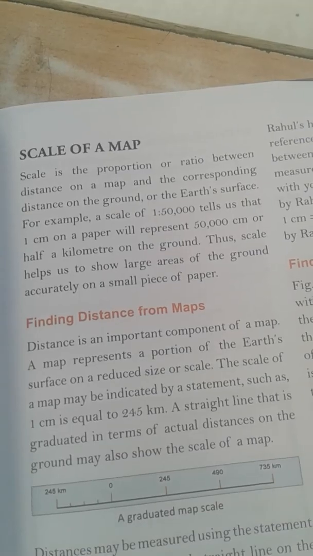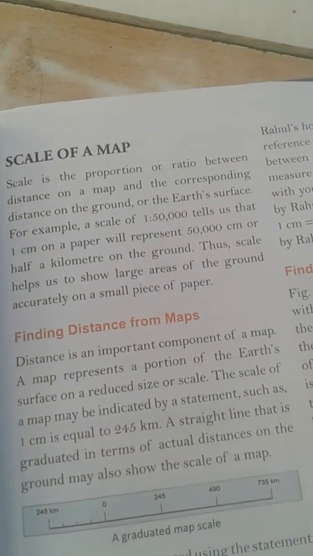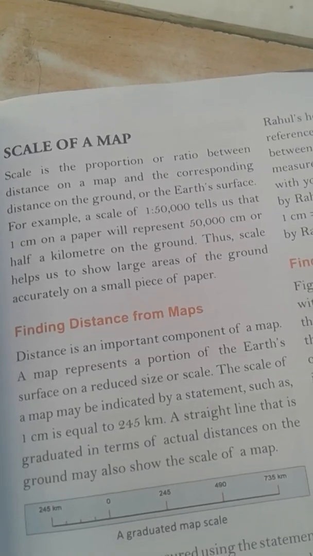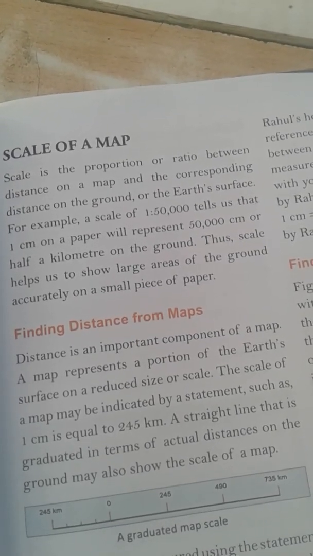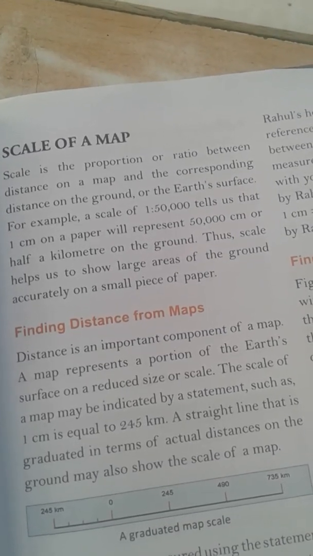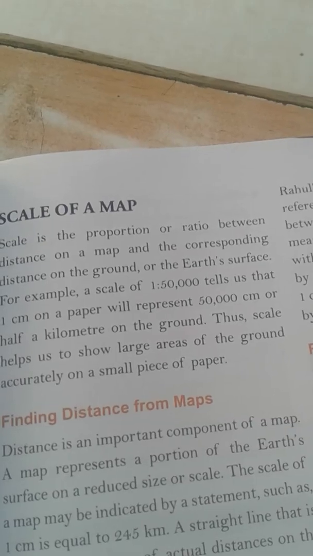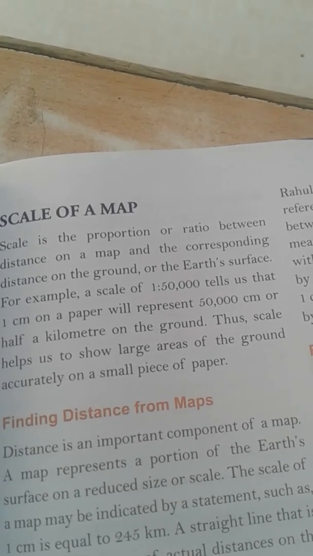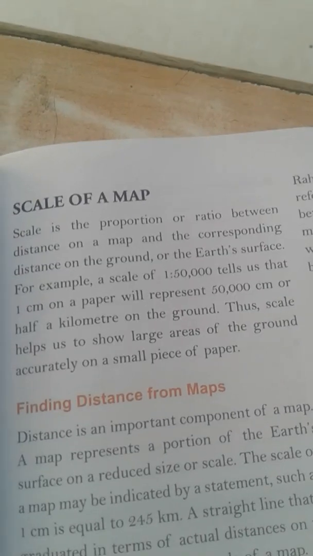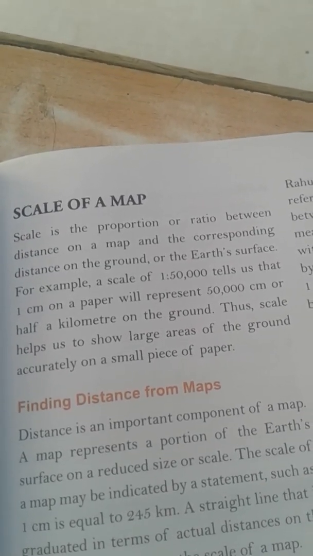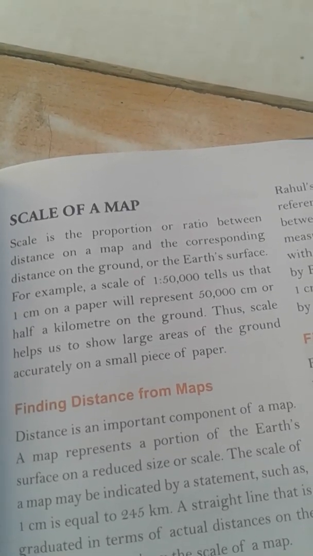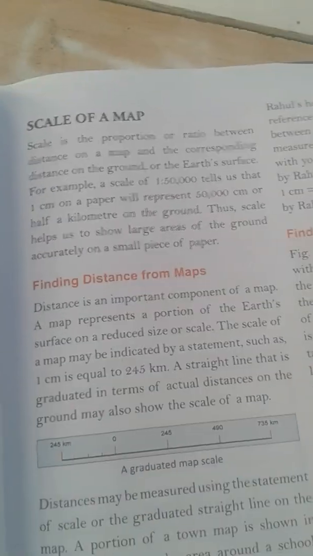Now, scale of a map. As I have earlier told you, what is the scale? Scale is the ratio between the distance on the map to the distance on the ground or earth surface. For example, 1:50,000 tells us 1 centimeter on paper will represent 50,000 centimeters or half a kilometer on the ground. Scale helps us to show large areas of the ground on small paper.